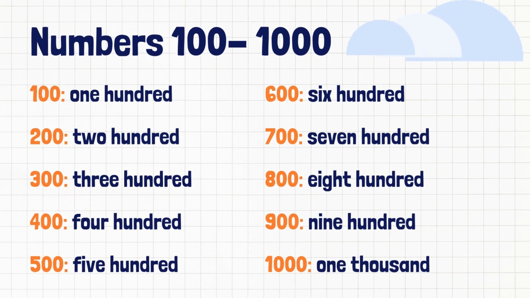Numbers from 100 to 1,000. 100, 200, 300, 400, 500, 600, 700, 800, 900, 1,000.